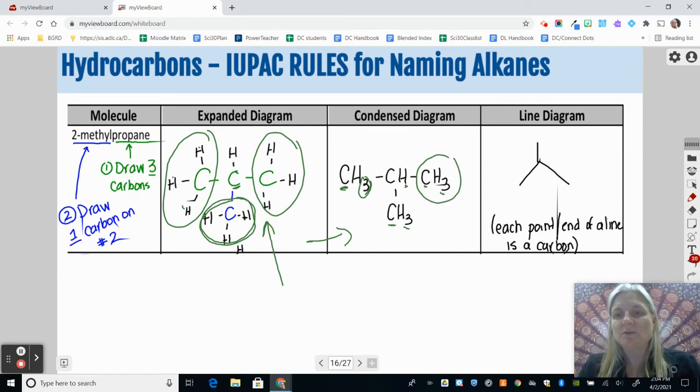Then this can be represented by a line diagram, remembering that each end of every line is where a carbon would sit. So here is our 3-carbon chain, and here is our extra methyl group that was added on. You could think of it that way, or you can turn it around another way too.